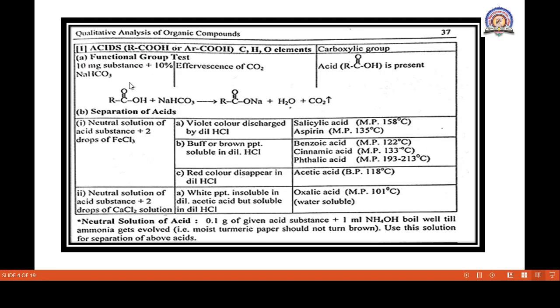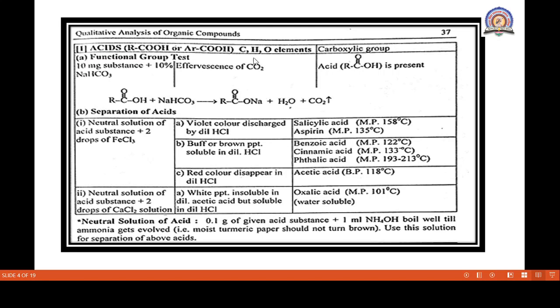So this test we already performed in the previous lecture also. In a test tube we take the substance, then we add 10% Na2CO3, then effervescence is observed and we conclude that the acid is present. So this reaction we also discussed in the previous lecture. Acid plus Na2CO3, a sodium salt of the acid is formed, which is soluble, and CO2 is given out.